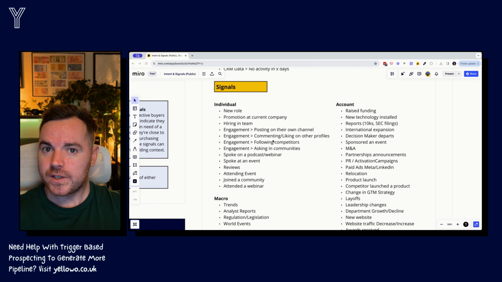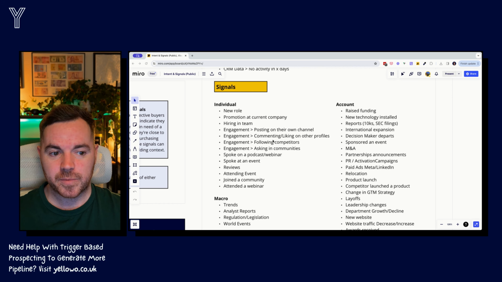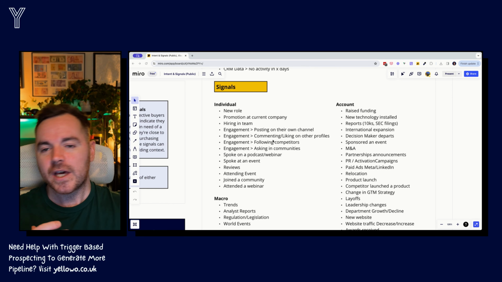The account level, these are more common, quite easier to find. So if a company raised a round of funding, they've started using a new technology, mergers and acquisition activity, partnership announcements, relocation, product launches, there are a ton here.